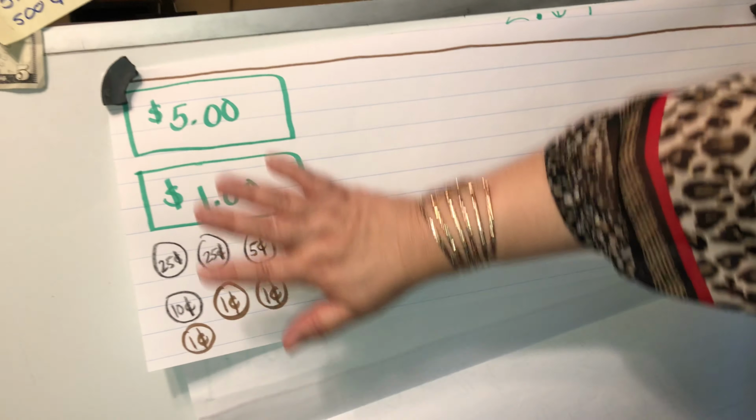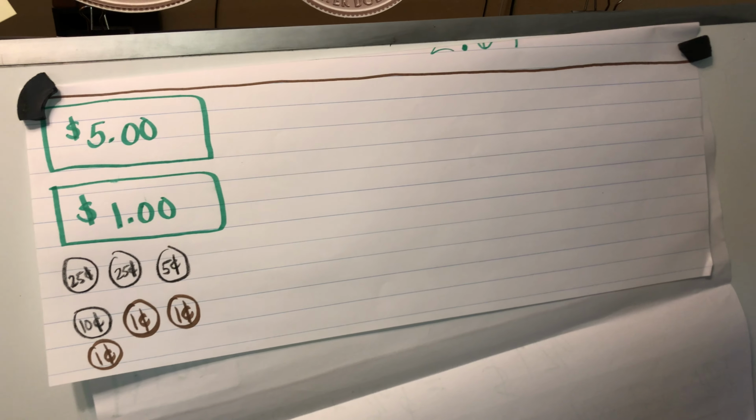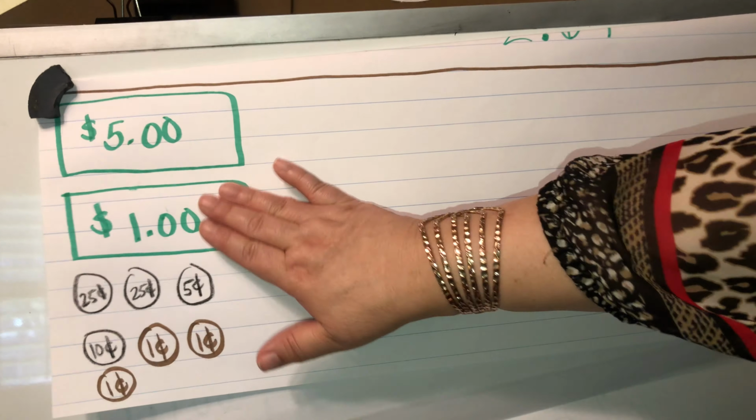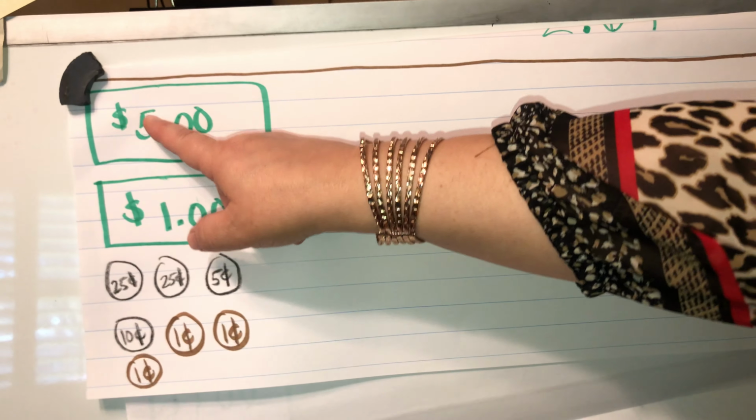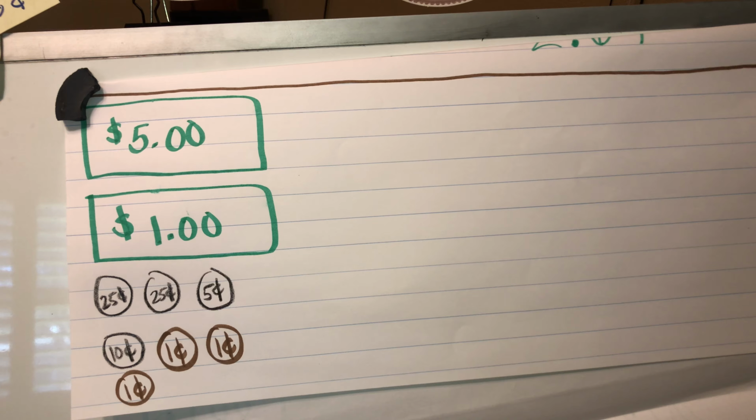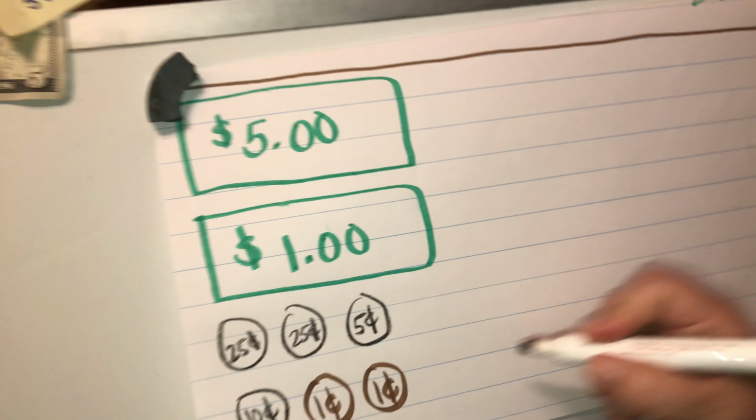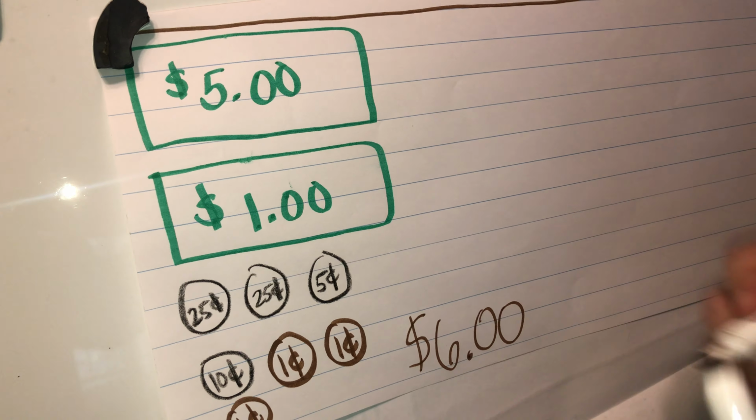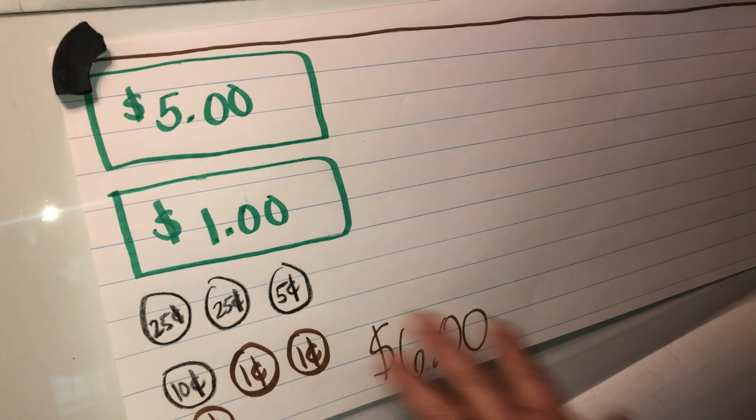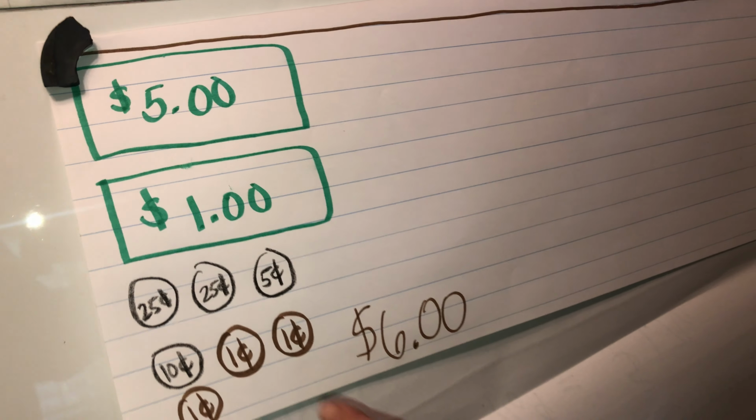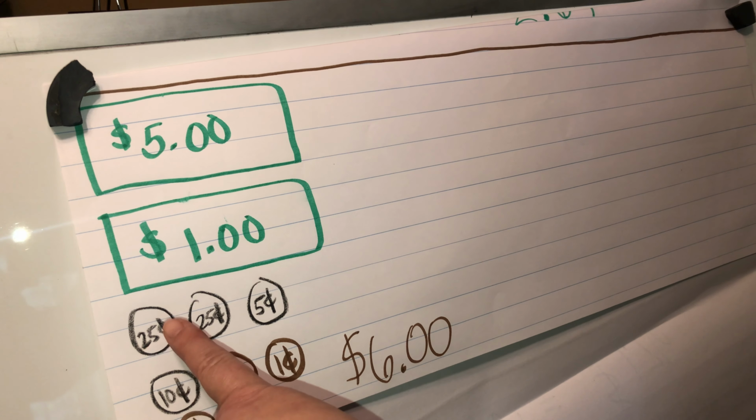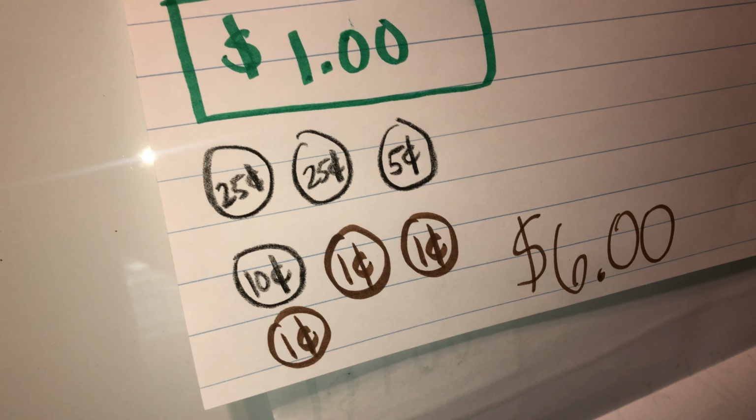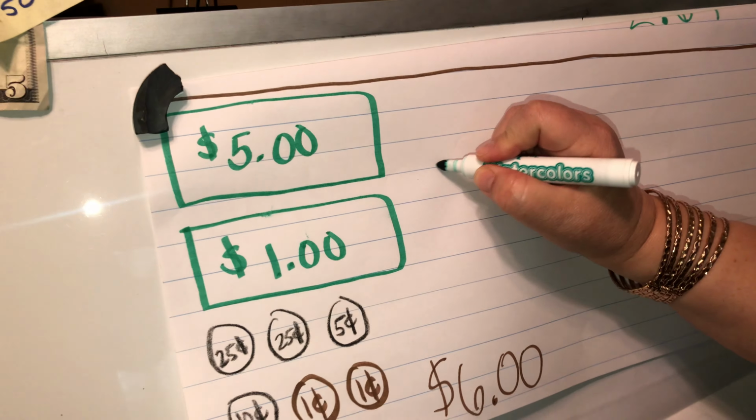So I see some coins and I see some dollar bills. Okay, we always add our dollar bills first. So we have a $5 bill and a $1 bill. So what's 5 plus 1? $6. You are right. So let's write $6. And now I can go ahead and start adding up my coins. So let me see how many coins I have. I have 1, 2, 3, 4, 5, 6, 7 coins. So I'm going to make 7 lines.